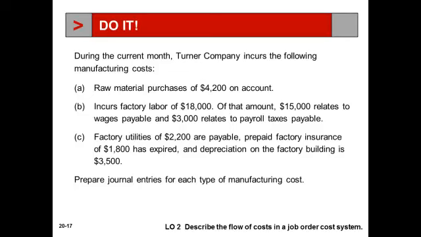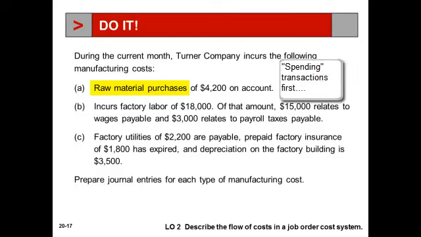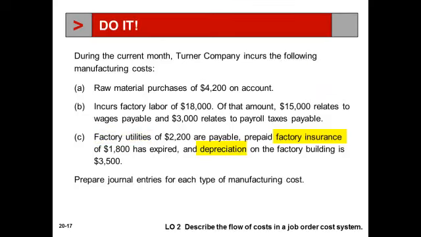Let's do an example. During the current month, Turner Company incurs the following manufacturing costs. Raw materials purchased are $4,200 on account. We incur factory labor of $18,000. Of that amount, $15,000 is wages payable, $3,000 relates to payroll taxes. Furthermore, factory utilities of $2,200 are payable, prepaid insurance of $1,800 is expired, and depreciation on the factory building is $3,500. Let's prepare the journal entries for each type of manufacturing cost element.